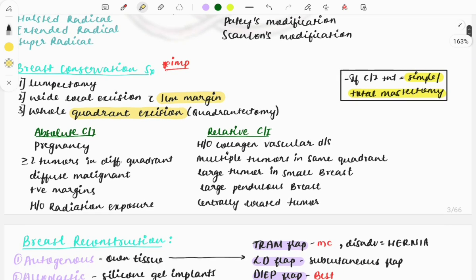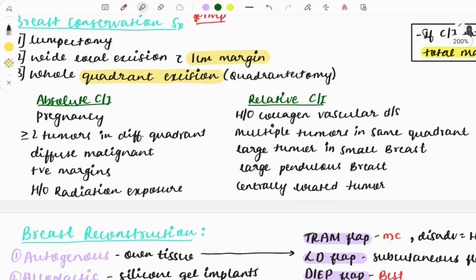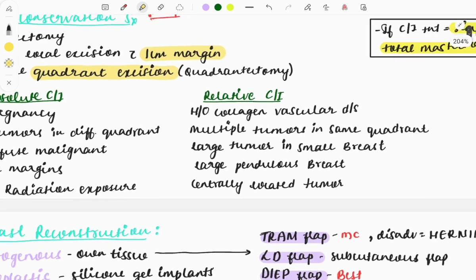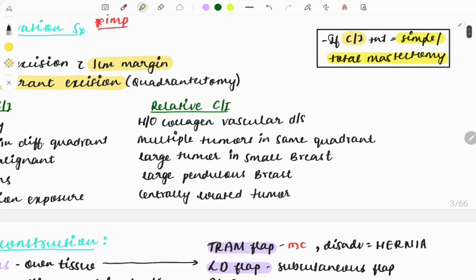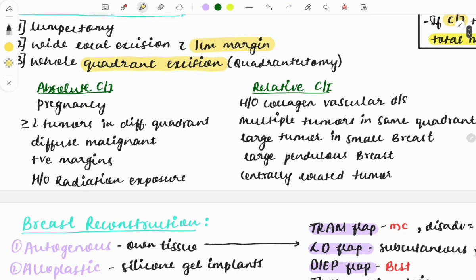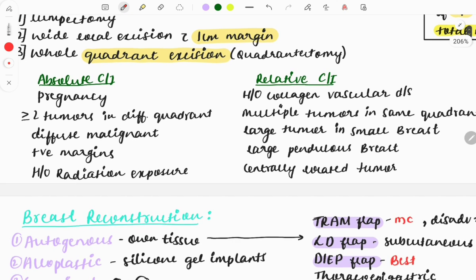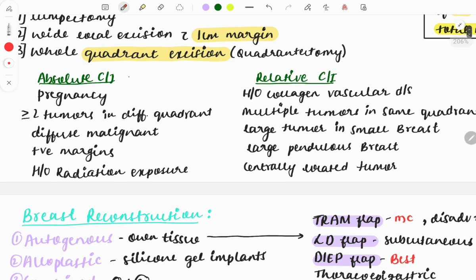Then questions are also asked on the contraindications of the breast conservation surgery. Like we had discussed ना, यहाँ पर हमने discuss किया कि contraindication if present, so we should also know ना which contraindications are present, because just like that you read one statement and you'll remember it, and what if in question the contraindication is asked. Okay, so let's look at the contraindications, absolute and the relative.